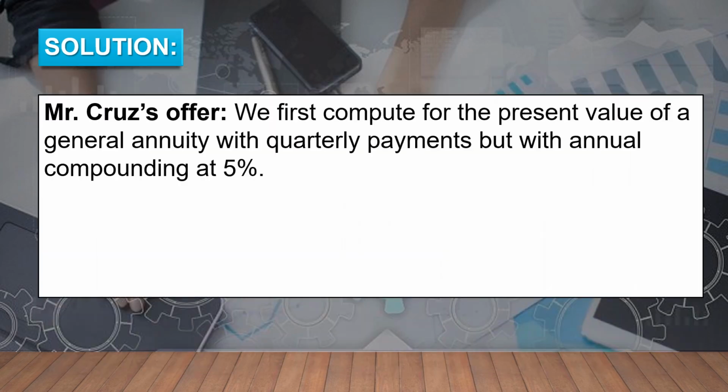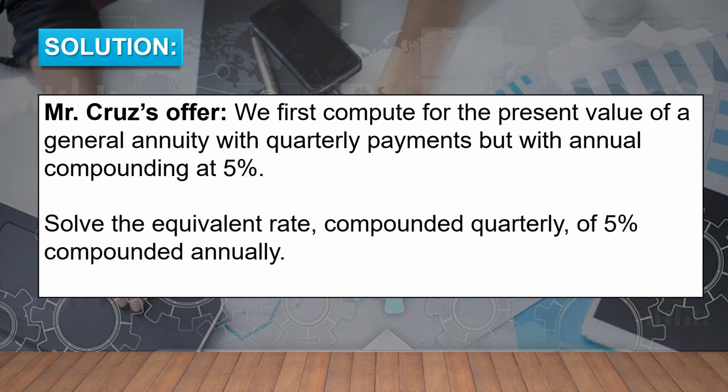Now for Mr. Cruz's offer, we first compute for the present value of a general annuity with quarterly payments but with annual compounding at 5%. So different payment interval and compounding period. So this describes a general annuity. So solve first the equivalent rate compounded quarterly of 5% compounded annually.